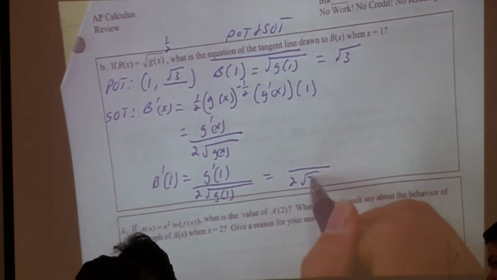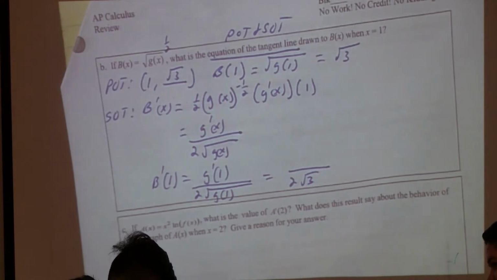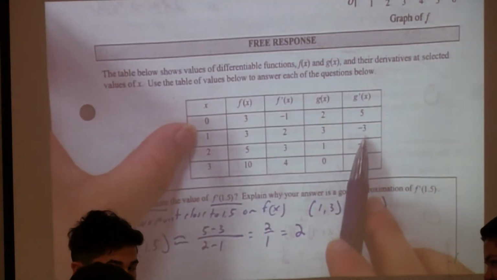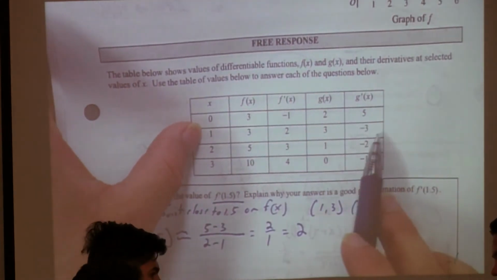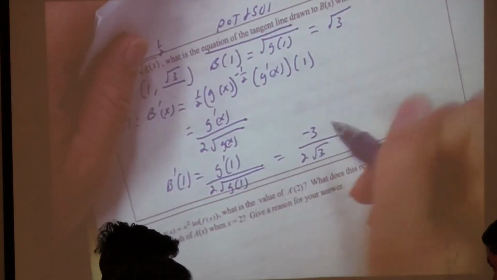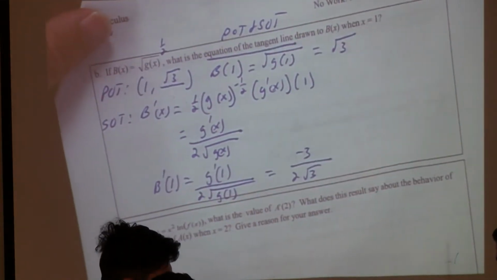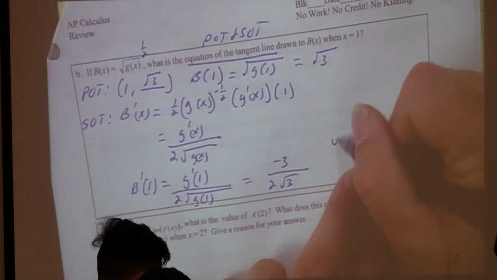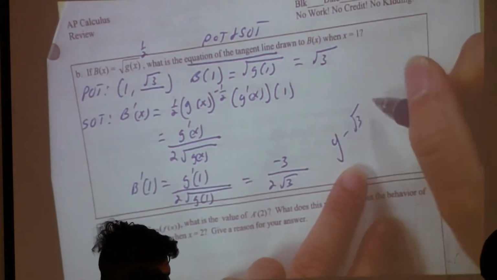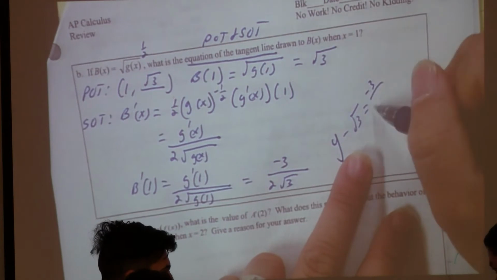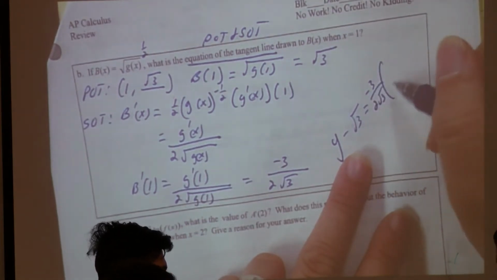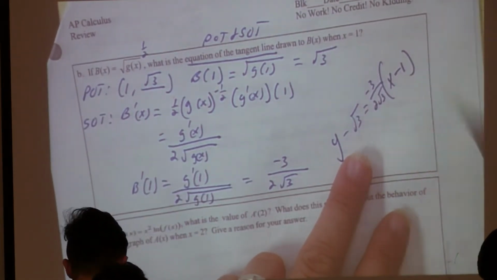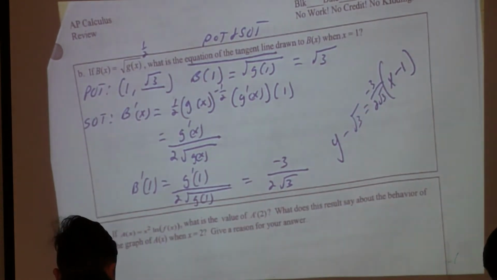So we have 2 radical 3 on the bottom. And what goes on the top based off of the table? g prime of 1. Negative 5? Negative 3, right? Be careful when you read the table. So do I have the 2 things I need now? Yes. Let's do it. Write the equation. y minus the square root of 3 equals negative 3 over 2 times radical 3 times parentheses x minus 1. Good?